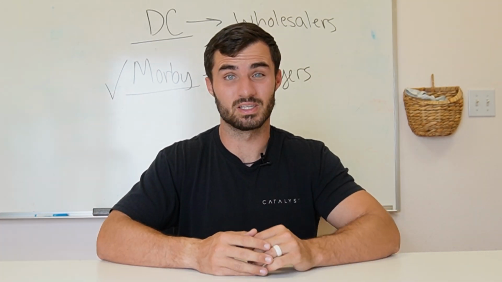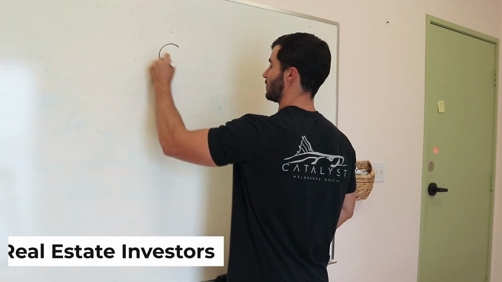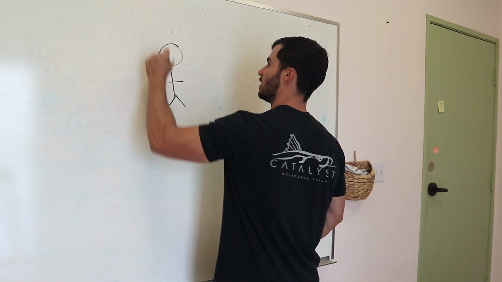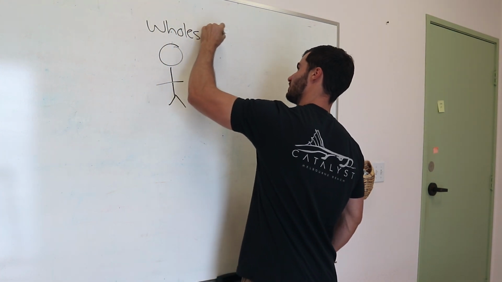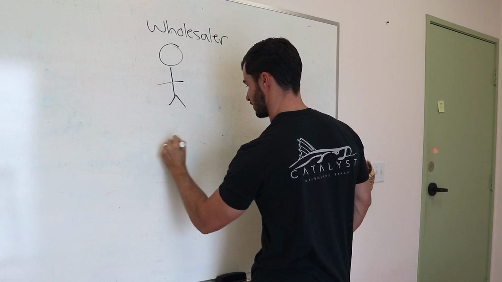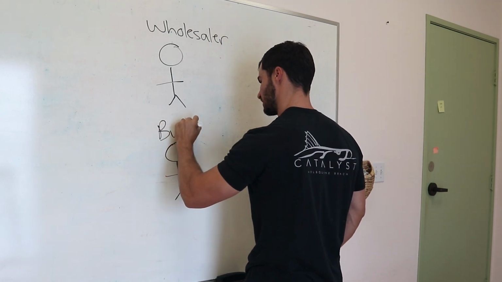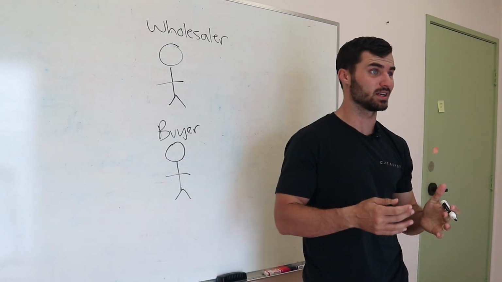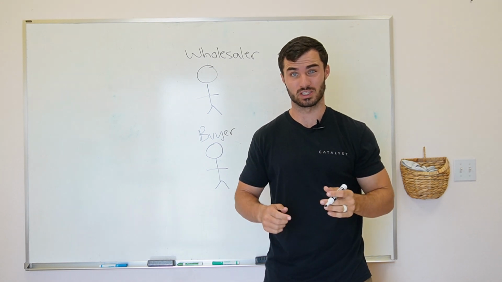Let's start with EMD. So there's actually only two types of real estate investor, right? You've got number one right here, and that's your wholesaler. And then the only other kind of real estate investor is right here, and that is your buyer, right? Every transaction that you do, whether you're lending or anything else, you're either going to be working with the wholesaler or the buyer on the real estate transaction.